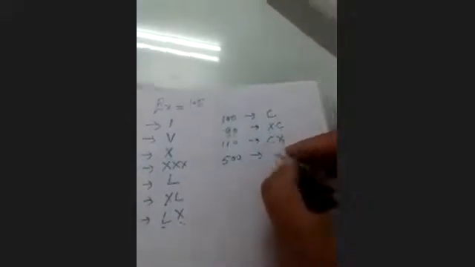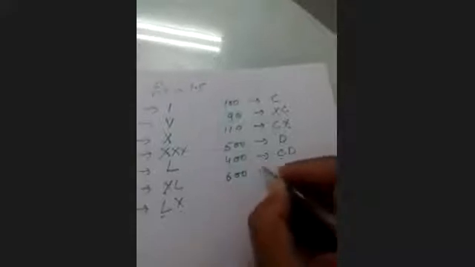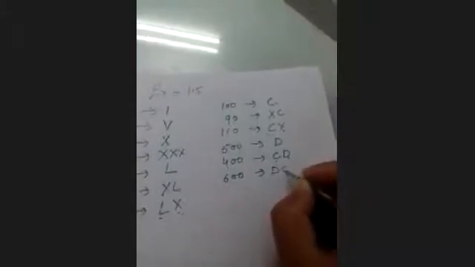Yes, students, for 500 we'll use the letter D. And what about 400 and 600? For 400 we use CD. It means 500 minus 100 is 400. Next is 600. DC, 600.